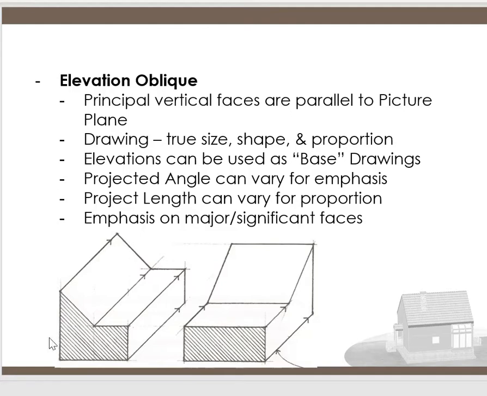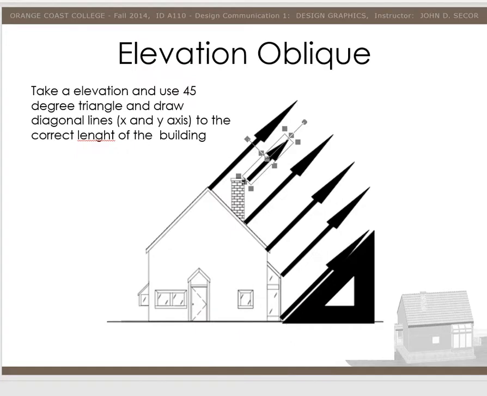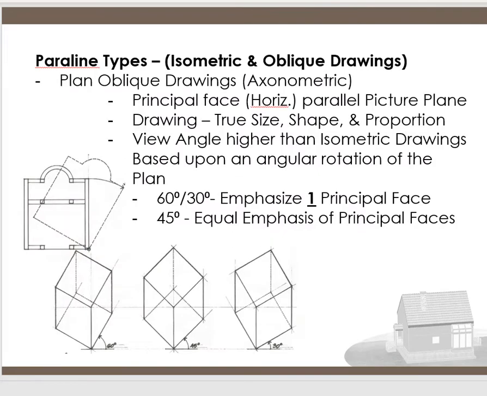And this face is what we start with. So this is a simple object, but we will use exterior elevations. So this gives a good illustration. If we're going to use one of our exterior elevations, in this case, for an elevation oblique drawing, we would take the triangle and we would use the diagonal lines, and that would be going the X way, and then tilt the triangle and go the Y way. That's where you get your elevation oblique. You just take the elevation, you use your 45-degree triangle, and you draw the diagonal lines to elongate the drawing. And that gives you that appearance.